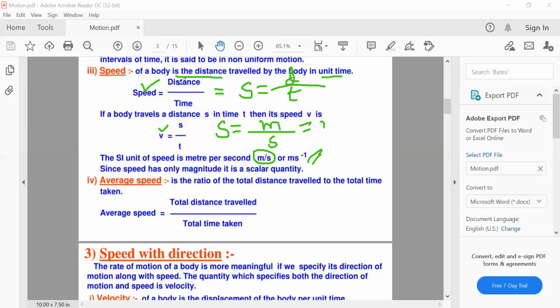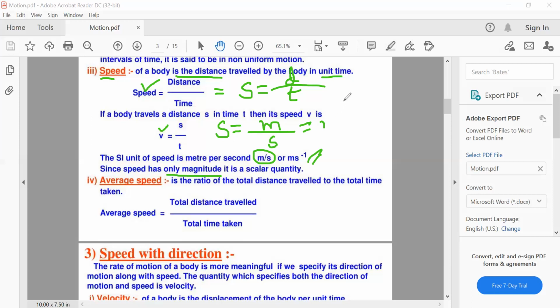Okay, and when it comes to the parameter, speed has only magnitude, right? I said that speed can only tell us whether an object is moving fast or slow, right? It only gives the magnitude.